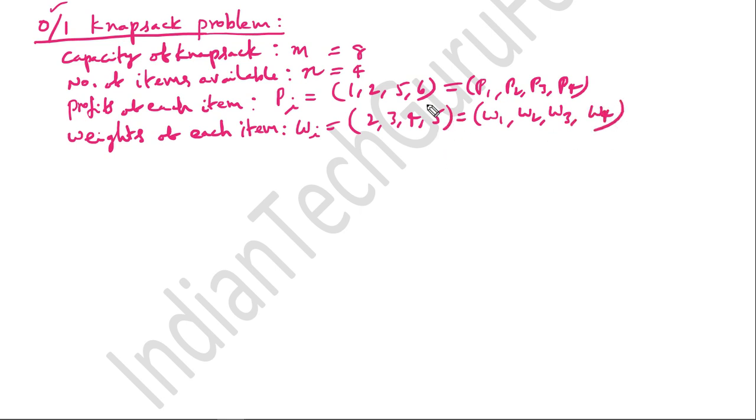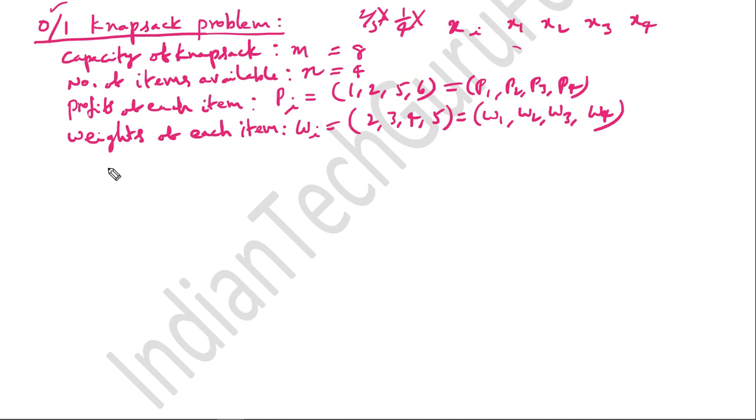Now what we need to find out? We need to find out the Xi values, that is X1, X2, X3, and X4, which represent whether the item is included or not included. If the item is completely inserted into the knapsack, then the value of X will be 1, otherwise the value will be 0. We cannot insert a fraction of the item, such as 2/5th part or 1/4th part. It is not possible in the case of the 0/1 knapsack. However, it is possible in the fractional knapsack. Now let us try to solve this problem.